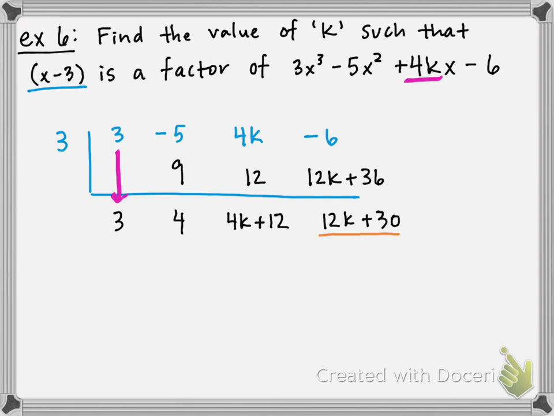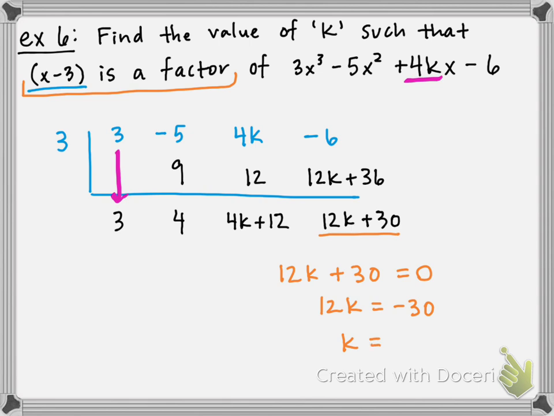That's the remainder, and that has to equal what value? Well, if they're telling you in the problem that it is a factor, what value of a remainder is a factor? Good, you're screaming 0. That's exactly right. So we have 12k plus 30 equals 0, and we're going to solve for k. We have 12k is equal to negative 30. Divide both sides by 12 and simplify your fraction. We're left with negative 5 halves, and that would be the value of k.